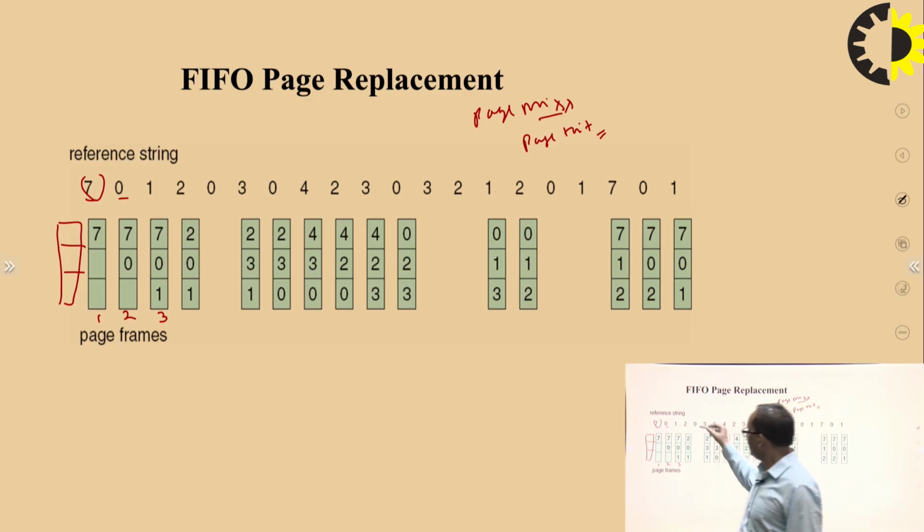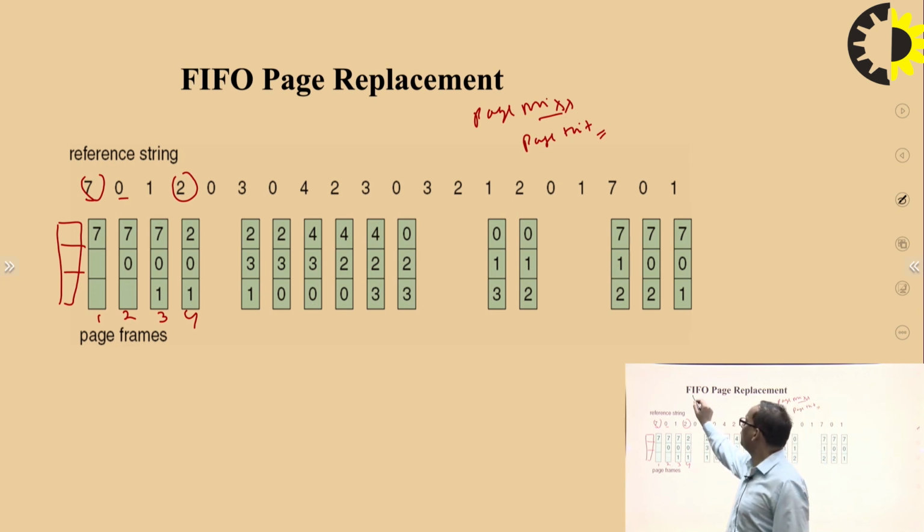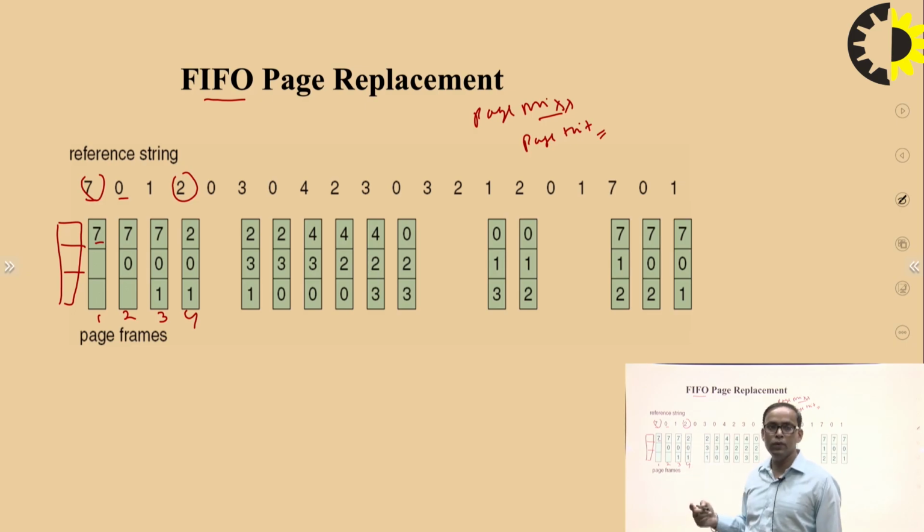Now there is a reference to page 2, but memory space is not available. Page 2 is also not available, so a page fault occurs. The value of page fault will now become 4. But we have to load page 2. As per the FIFO concept, the page which is loaded first into main memory will be selected for the replacement. Page number 7 was loaded first into main memory, so page number 7 will be swapped out, and page number 2, which is currently referred by the CPU, will be loaded in that particular space. So now the memory status will be this.